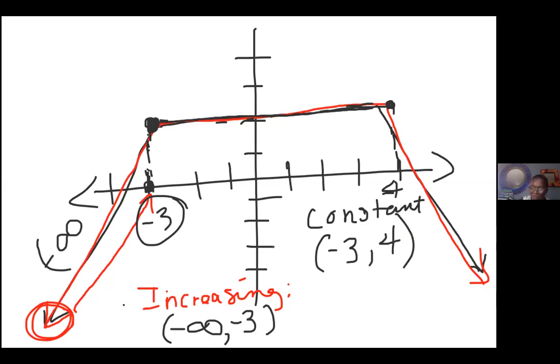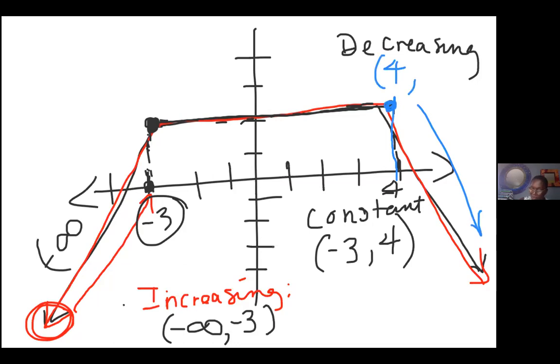And then the last part of the graph, guys, is where the graph is decreasing. And the graph is decreasing over here on the right. It starts to decrease at this point. At this point, what is the x value? +4. You do not include it. And it continues to decrease indefinitely to infinity, guys. So these are the intervals on which this function is increasing, decreasing, and constant.